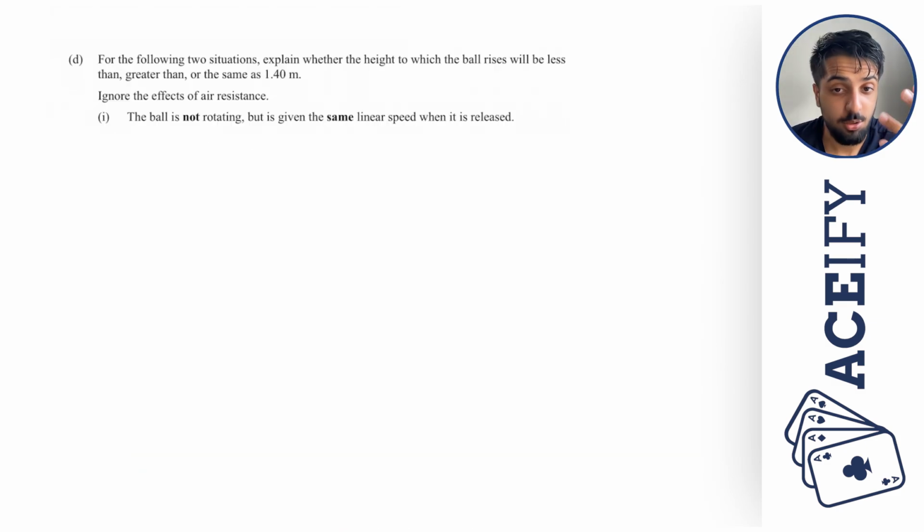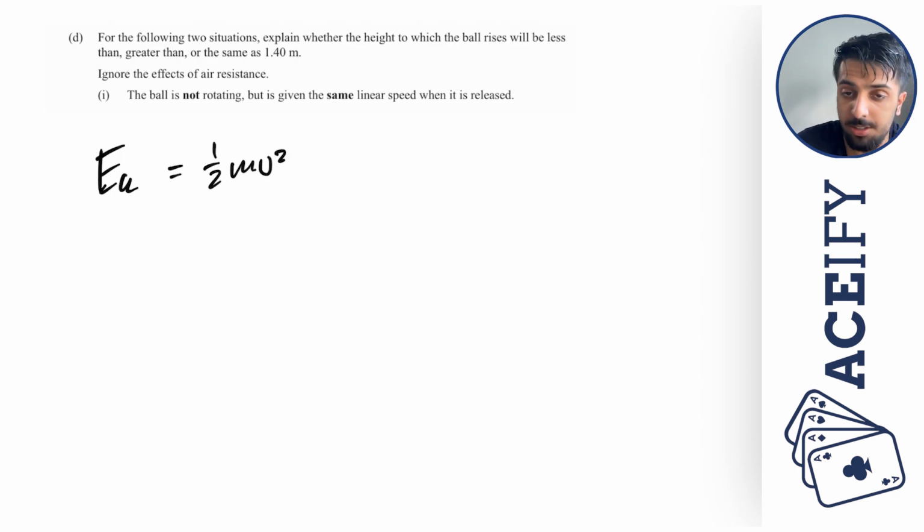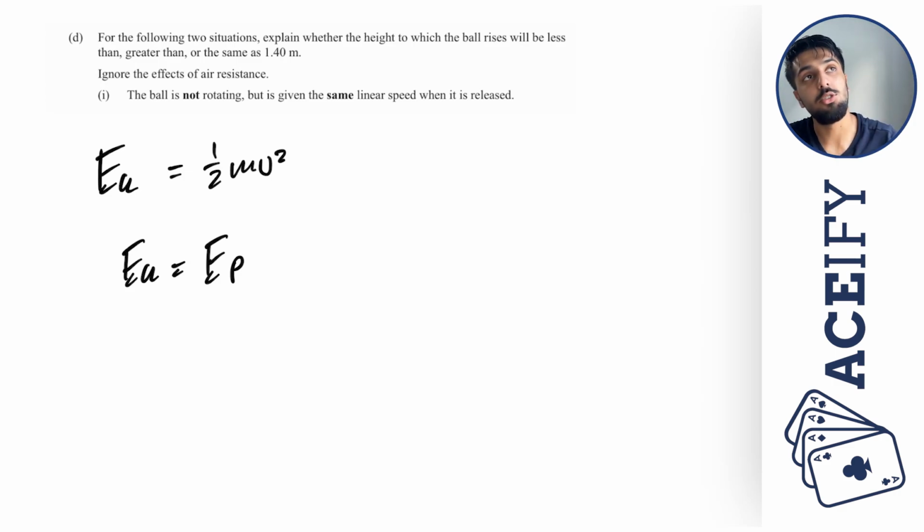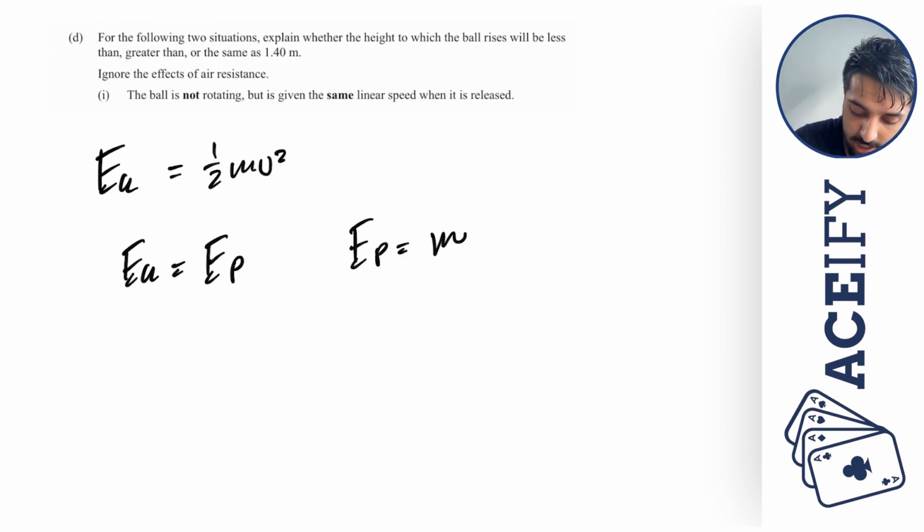Okay, so for this first situation, the ball is not rotating, but is given the same linear speed. If it's given the same linear speed, its linear EK is going to be the same, because EK is equal to half mv squared. The ball's mass hasn't changed because the ball itself hasn't changed, and if the ball's linear speed also hasn't changed, then it will have the same EK. Due to conservation of energy, EK is equal to EP in this situation. So the EK when it's released is equal to the gravitational potential energy at the top of its height, and we know our EP is equal to mgh.